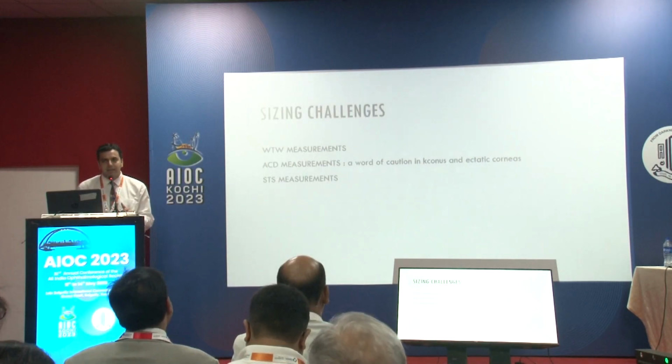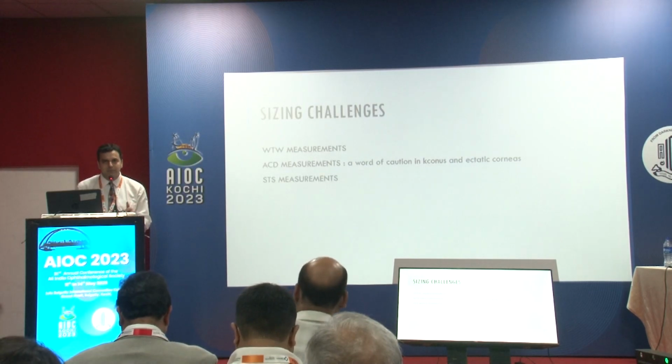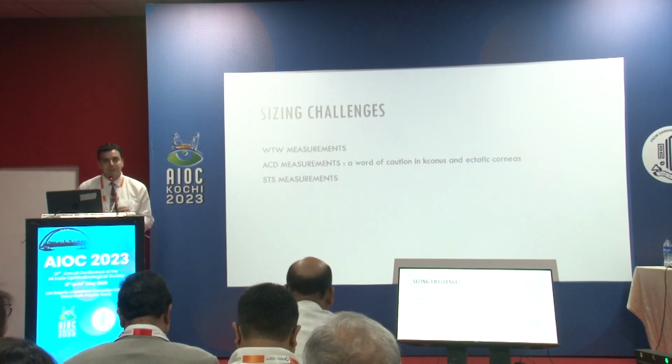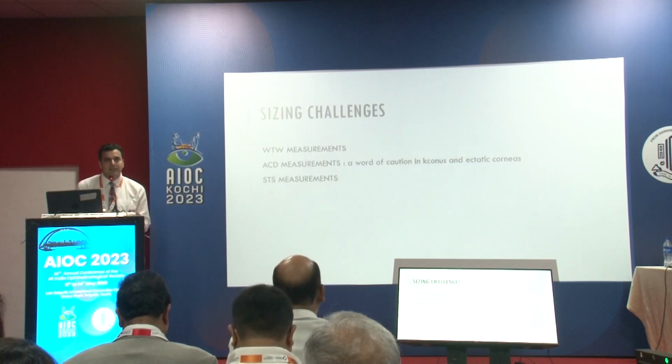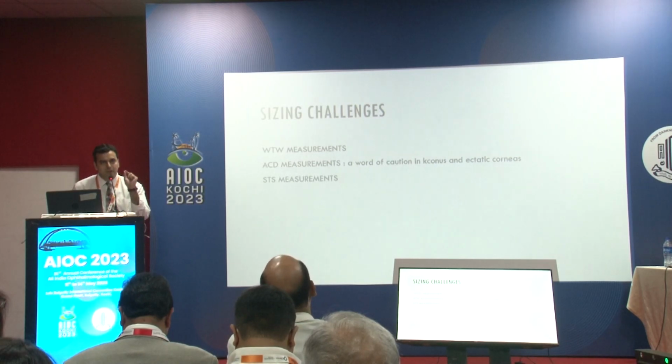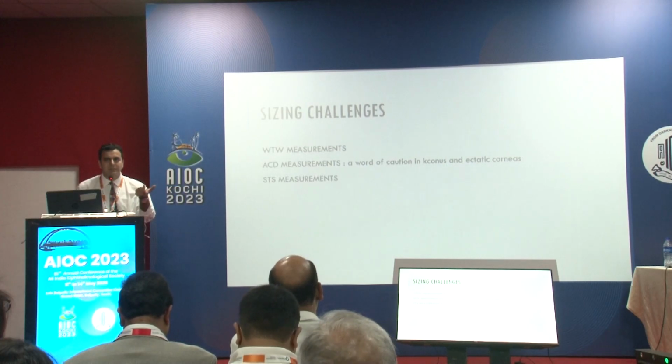Sizing challenges: we have a lot of challenges while calculating the white to white measurements, as was elaborated by the previous speaker as well. A well calibrated digital caliper is a must. Also, whenever you're ordering a digital caliper, it has to be a mini digital caliper and not just a digital caliper, because mini digital calipers are very easy to handle. They are just 3 or 4 inches. You get it easily on Amazon.